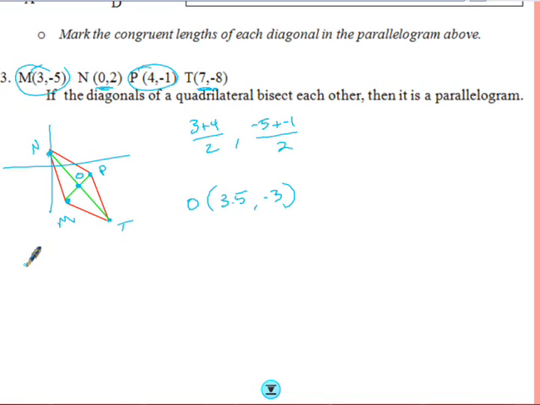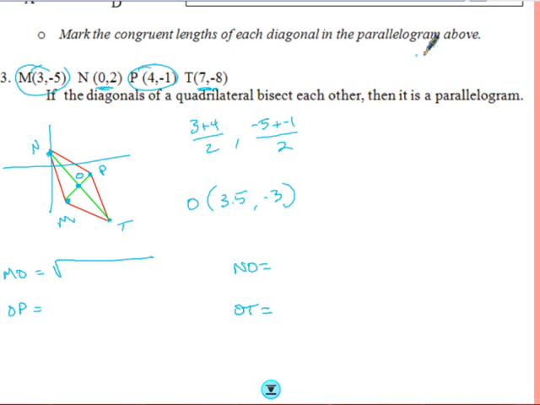So now I'm going to find some distances. I need to know, does MO equal OP? And does NO equal OT? Now there are going to be some decimals and stuff in here, which is fine. We just got to make sure that when we're simplifying, you're staying consistent with how you're doing it. I'm really just looking for the same number under the radical, so I don't even care what the square root equals.